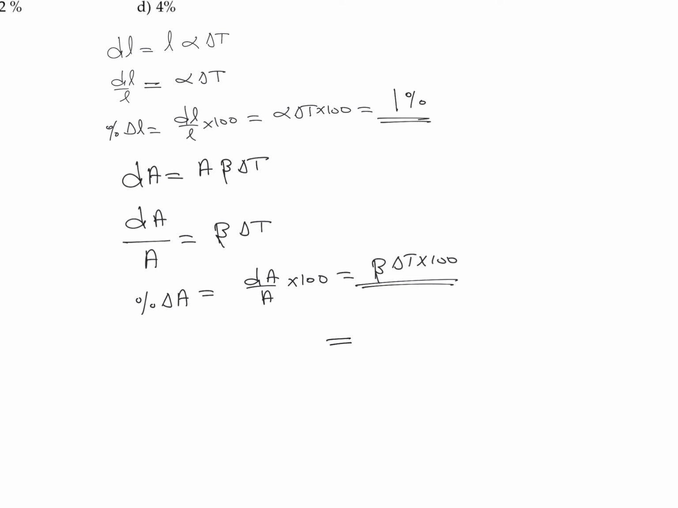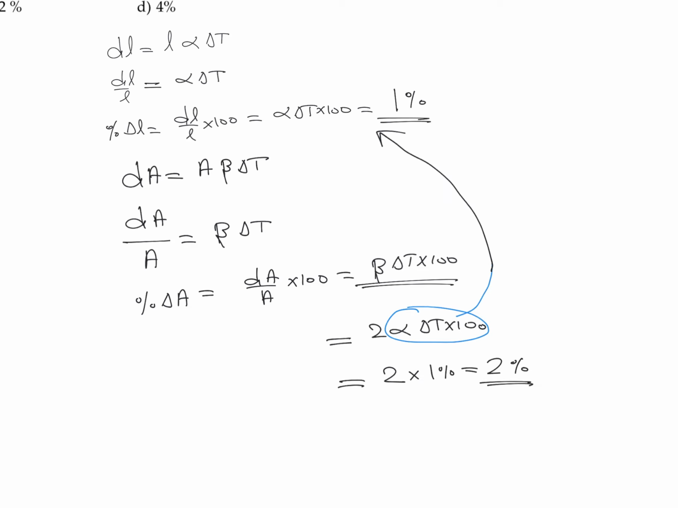The value of beta is 2 times alpha, so the percentage change is 2 into alpha into delta t into 100. They are asking us to find this value. Alpha delta t into 100 is 1%, so this is 2 into 1%, which is 2%. In the same way, if you want to find the percentage change in volume, it is going to be 3%.